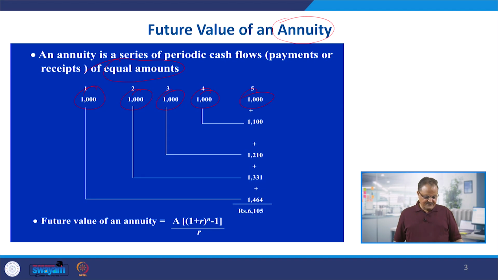So at the end of the first year, when you invested 1000 rupees, you are compounding it for how many years? You are compounding it for 4 years: year 2, year 3, year 4 and year 5. So the compounded value of this 1000 over a period of 4 years, because the first year will not be counted. At the end of the first year you are making the investment. So you have a total of 4 years, and after 4 years this 1000 becomes 1464.